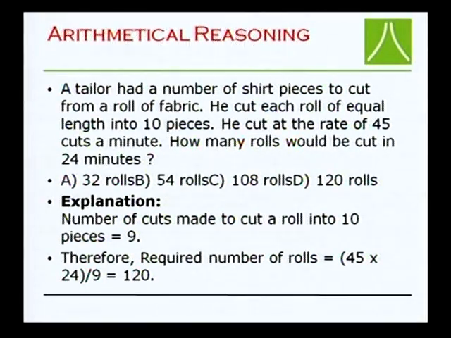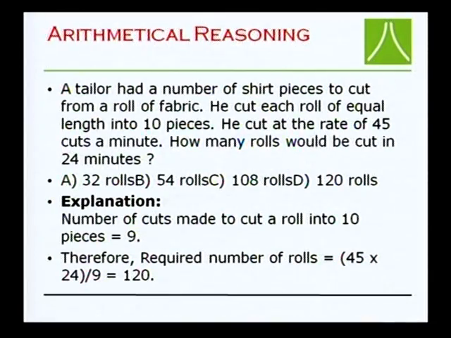Okay. Now, coming to the explanation, the number of cuts made to cut a roll into 10 pieces is 9. Okay. What is the reason? Therefore, the required number of rolls: there are 45 cuts in 1 minute. How many minutes are there? 24 minutes. So 45 times 24, are you following this? Then how many pieces in each? Of course, 10 pieces, and the number of cuts made to cut a roll into 10 pieces is 9. So you can simply calculate 45 times 24 by 9. Of course, 9 fives are 45, so for 24 fives, the answer is 120. Like that they may ask the question.